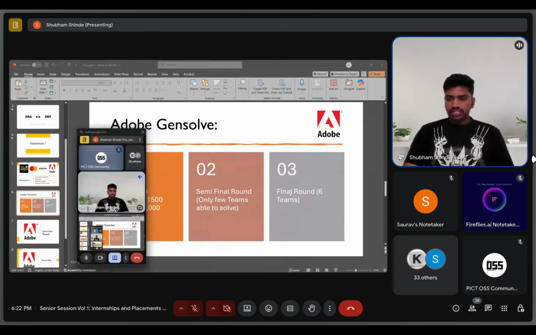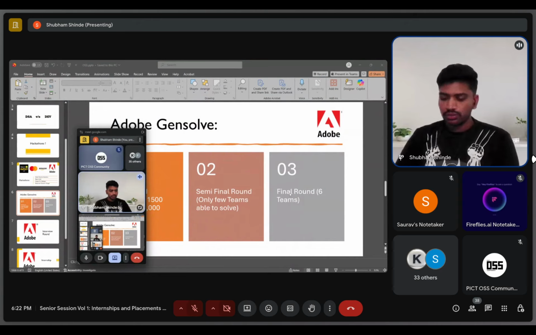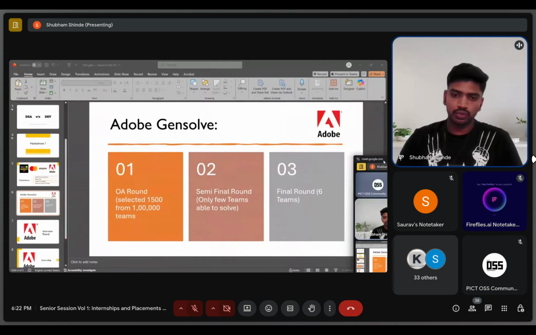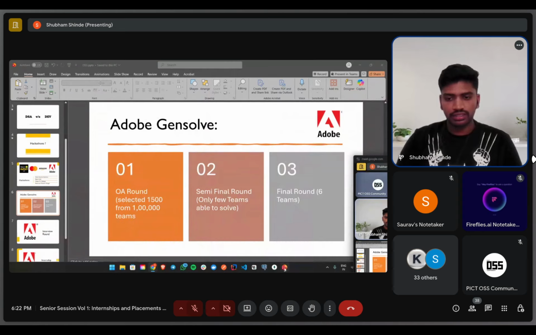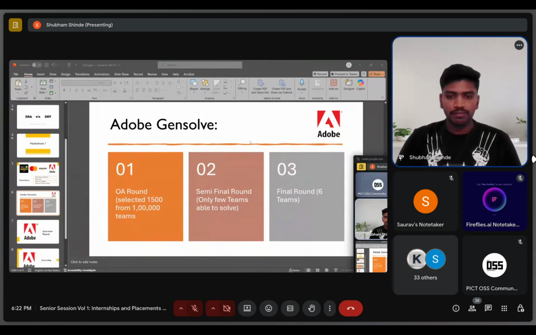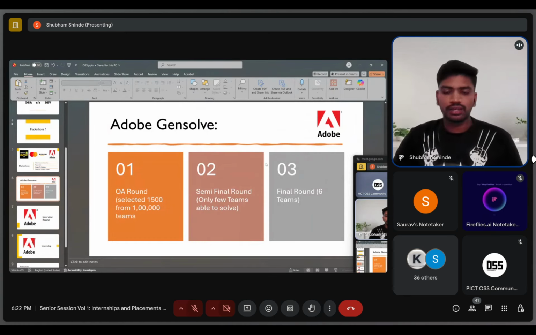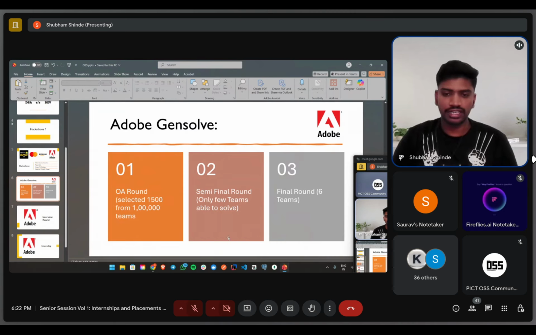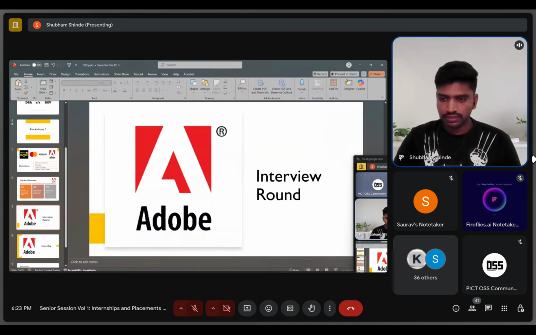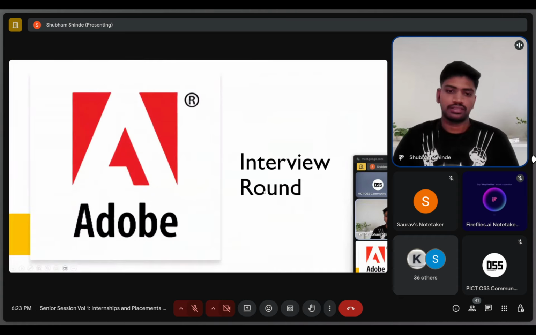The third round was the final round, but we were not able to go to the final round. When we completed the two rounds, they shortlisted around 50 people. Not 50 teams, 50 people. They shortlisted the 50 people and offered an interview.